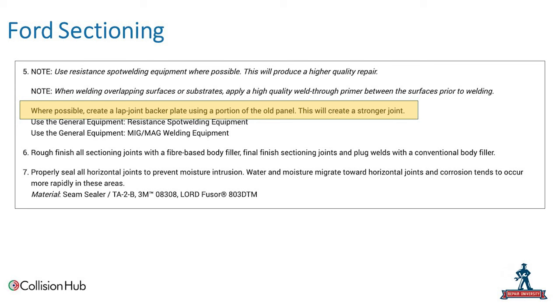And they, similar to Stellantis, are saying when possible, create a lap joint backer plate using a portion of the old part. This will create a stronger joint. So again, kind of your point, the reinforcement. But notice it's not a half inch. This is kind of left open to your own interpretation. My suggestion would be to keep it as small as you can.